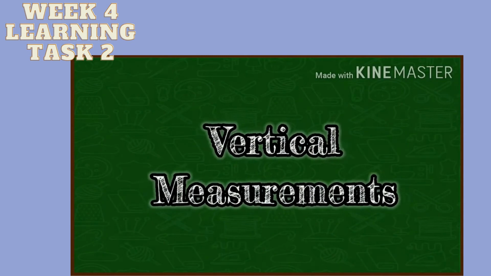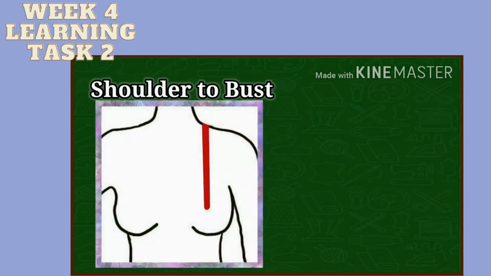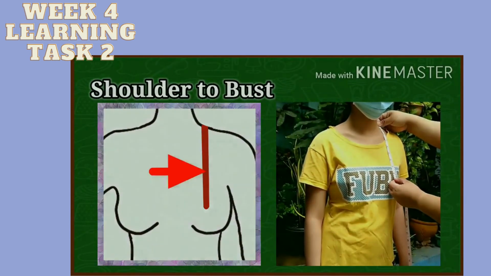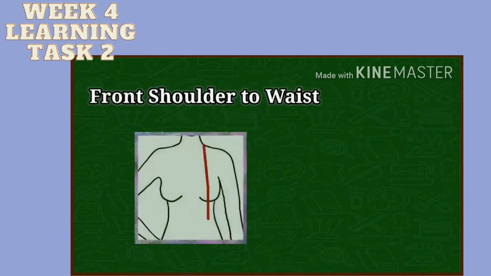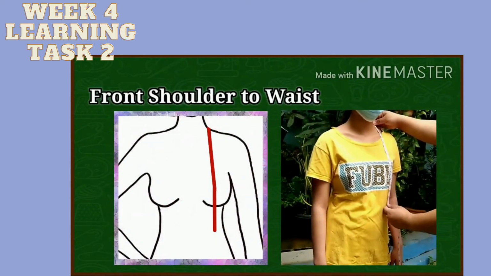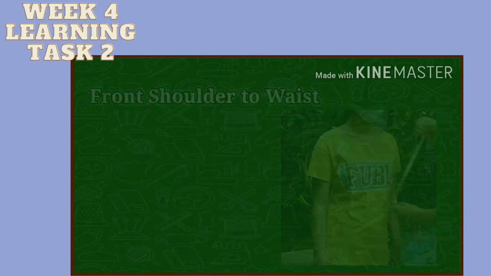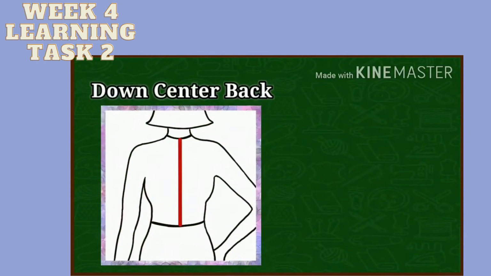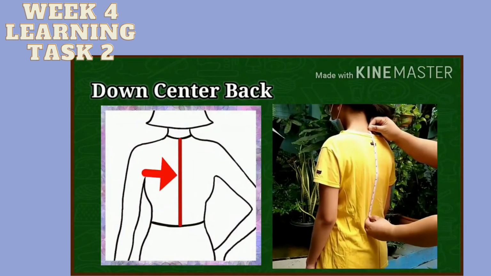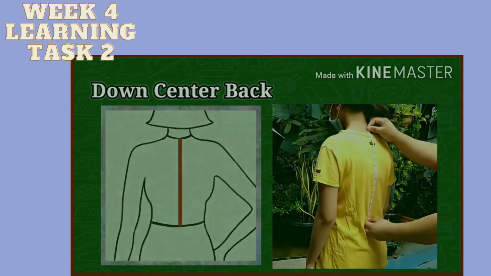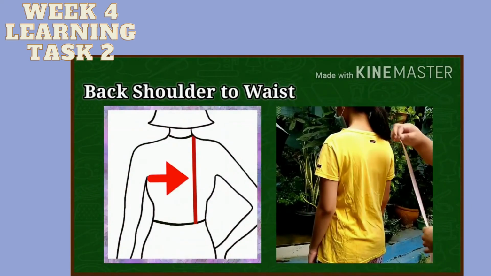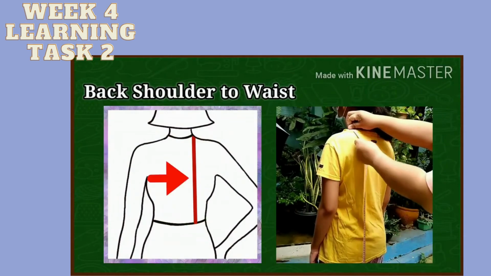Vertical measurements. Shoulder to bust, measure from the tip of the shoulder to the center of the bust. Front shoulder to waist, measure from the tip of the shoulder over the bust to the natural waistline. Down center back, measure from the nape of the neck to the natural waist. Back shoulder to waist, measure from the tip of the shoulder to the natural waistline.